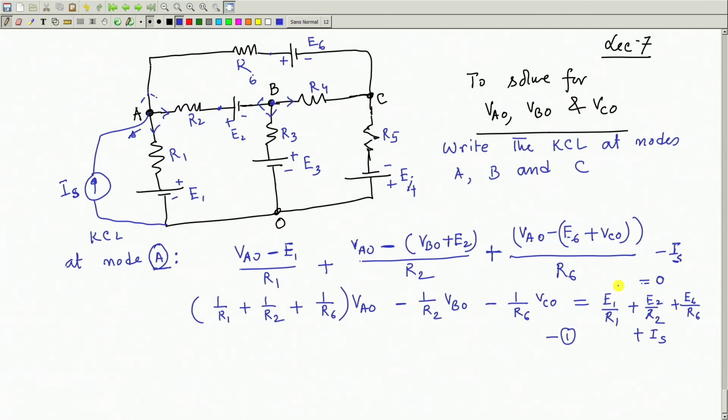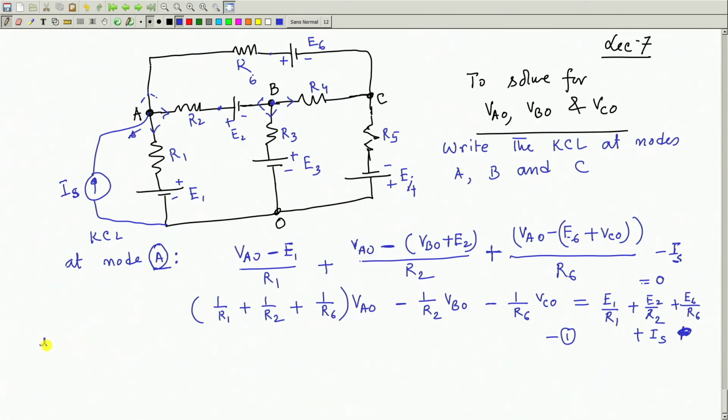Similarly, about E 3, it will be E 3 by R 3, because plus is connected towards B. Why have I not written E 3? Oh, another term will be there, na? Plus, because there is another source. Where is E 3 here? Oh, E 3 is not there, it is not involved. At node A, this E 3 R 3 are not involved. So, that is all, that is correct. So, this is the first equation.